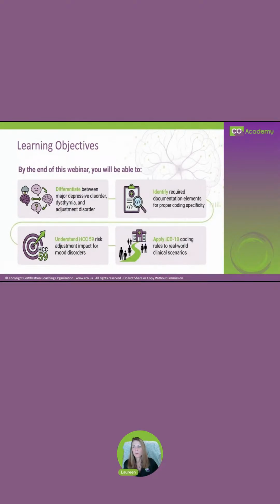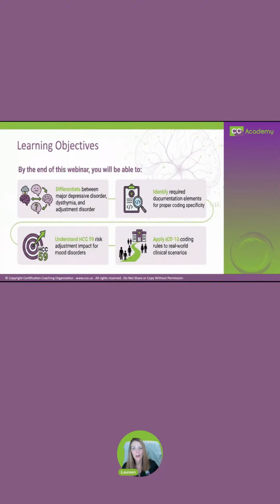So what are we hoping to accomplish with this presentation? By the end of this, you're going to be able to differentiate between major depressive disorder, dysthymia, which some of you might know as persistent depressive disorder, and adjustment disorder. These three get mixed up all the time.